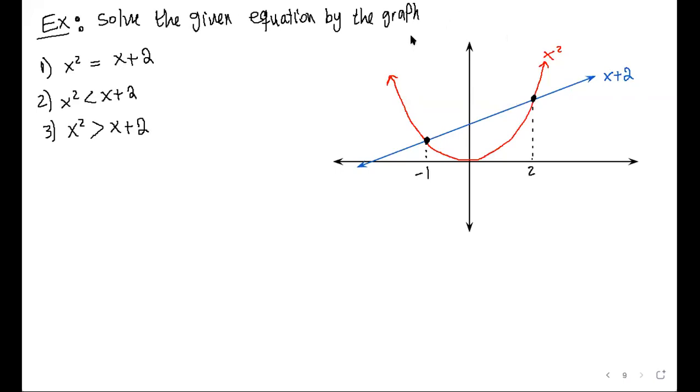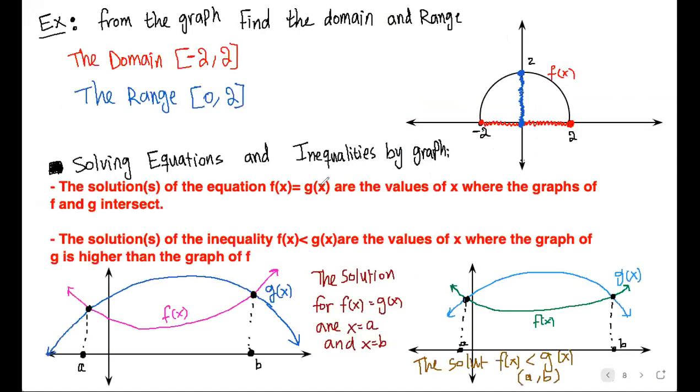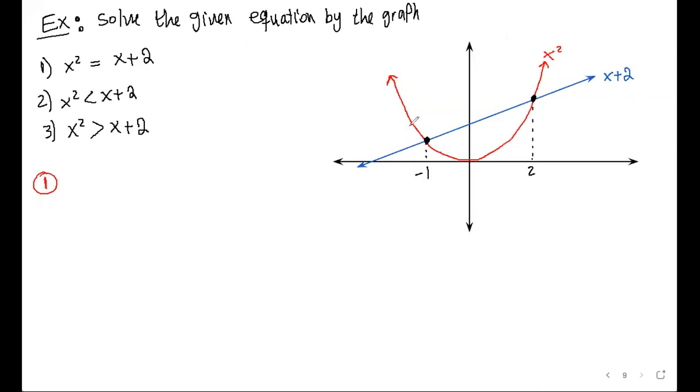Who will do the first one? Again, let me remind you. Two functions are equal. The solution is the x value where the two graphs intersect. Where do the two graphs intersect? Where is the intersect between two graphs? Yes, -1 and 2. Thank you.